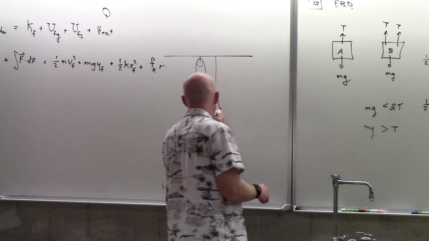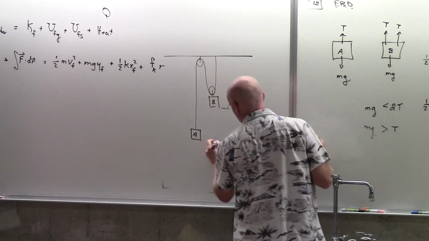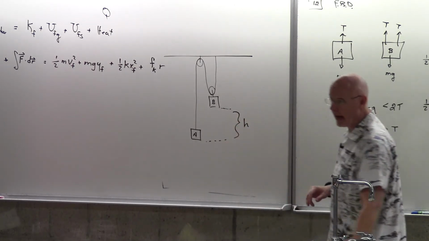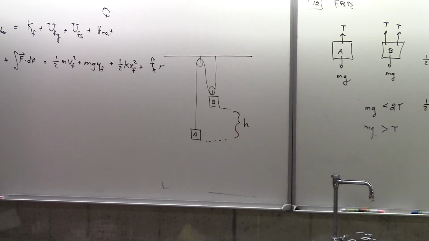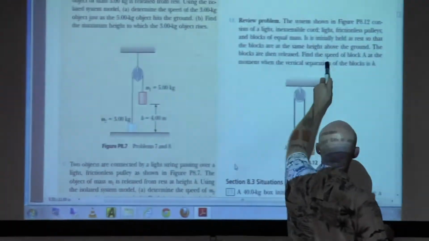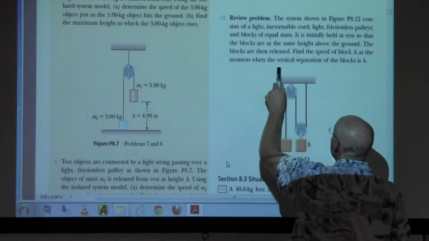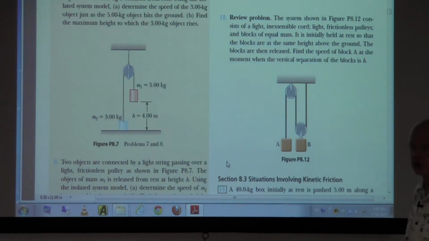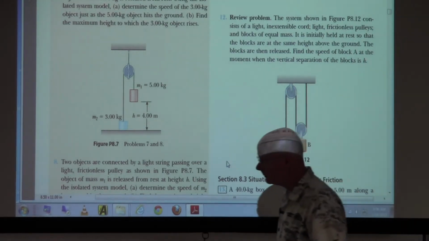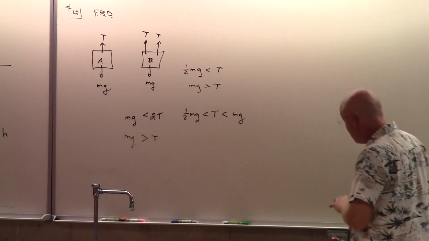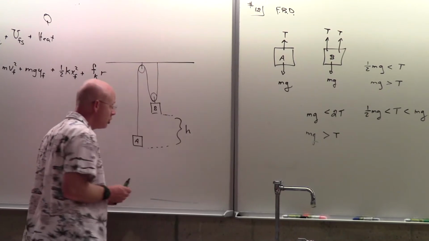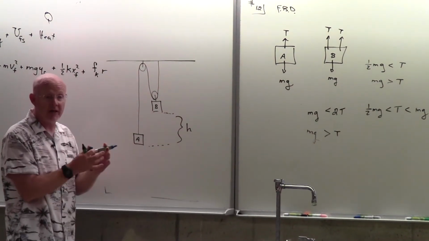And what they want me to do is to say if those have separated by h, and there's the problem, right? Find the speed of block A at the moment that the vertical separation of the blocks is h. And so now, what is their speed? And in fact, to help me with my own clarity here, I probably then should put a line on here. Where did they start?